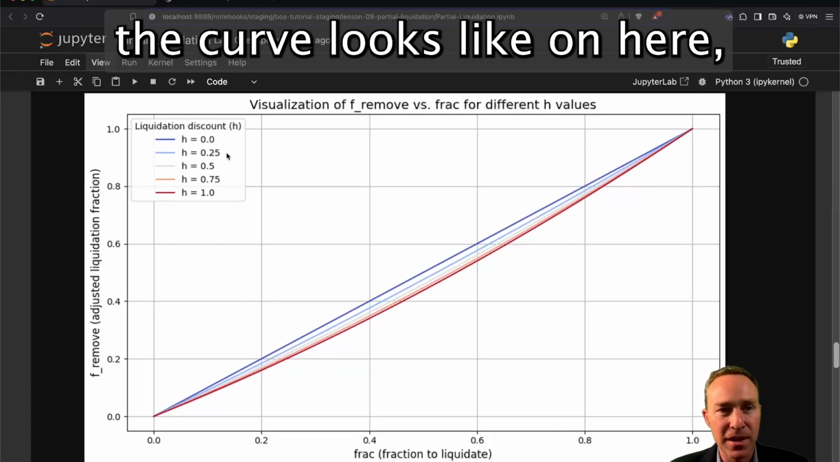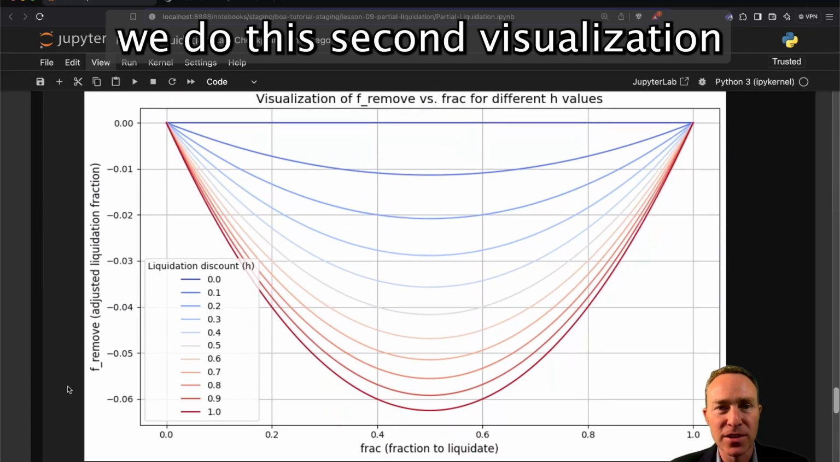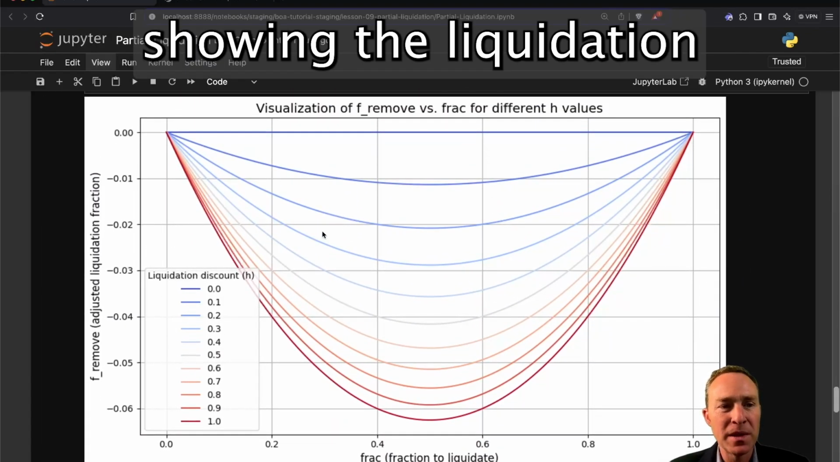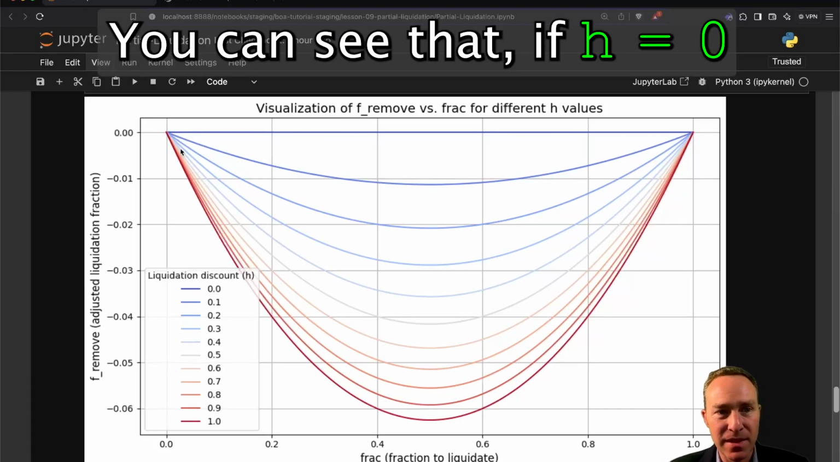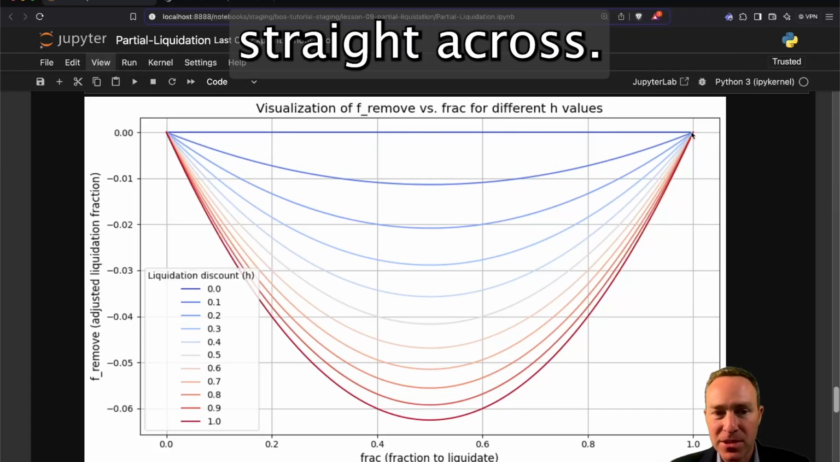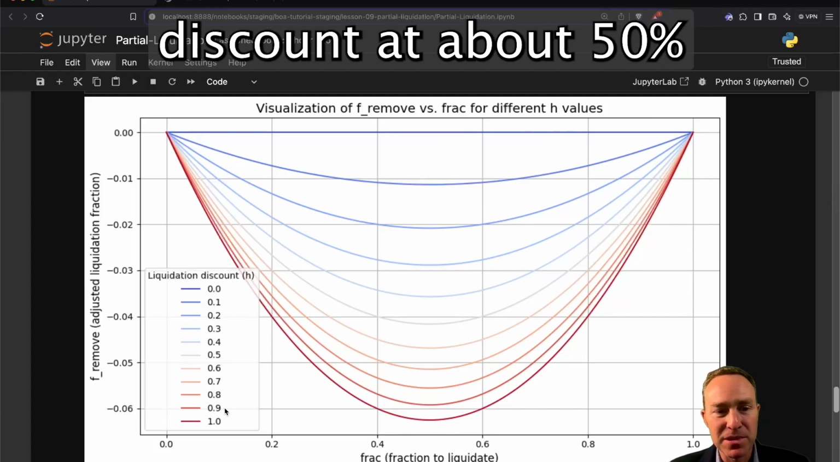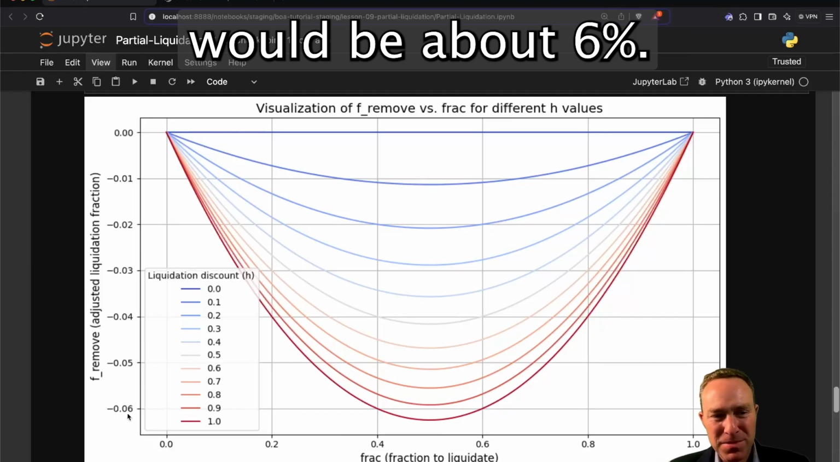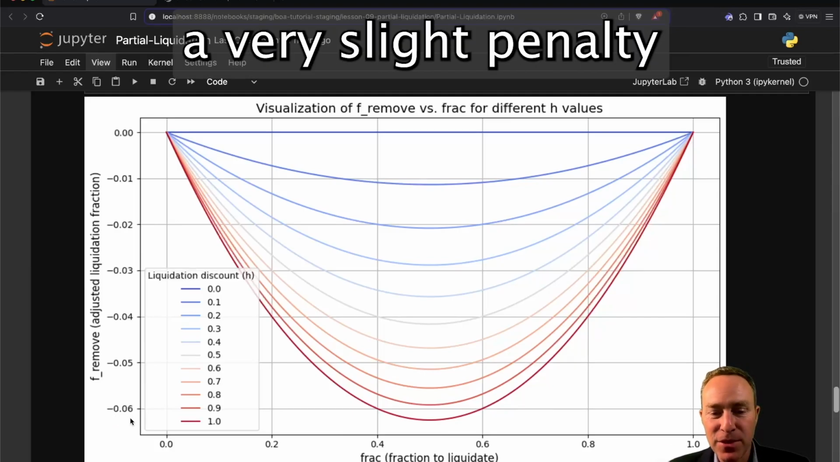Because it's a little bit tough to see exactly how the curve looks like on here, we do this second visualization where we are showing the liquidation discount relative to the flat case. So you can see that if h was set equal to 0, it would be completely straight across. But the liquidation discount at about 50% would be about 6%. So not substantial. It just provides a very slight penalty.